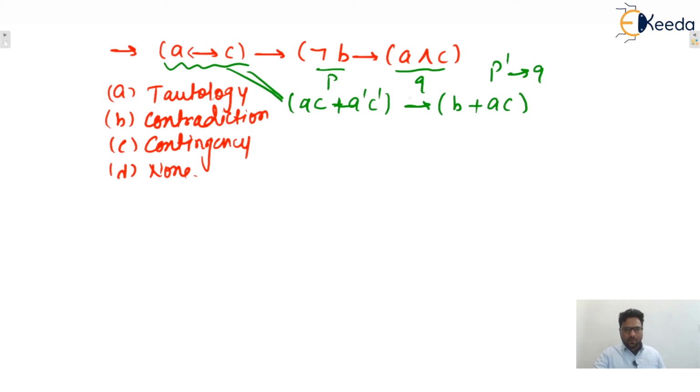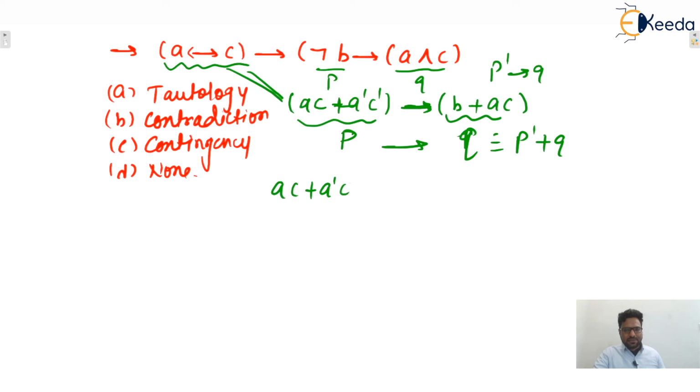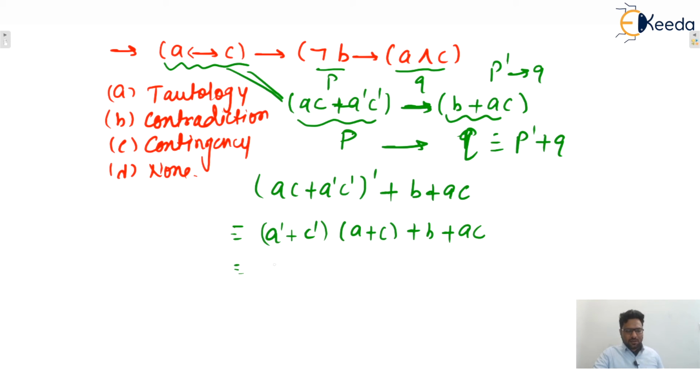Yes or no? Now this one is P and this one is Q, then P implies Q is P dash plus Q. So we can write it like that: AC plus A dash C dash whole dash plus B plus AC. Now simplify this one. Apply De Morgan's. So it becomes A dash plus C dash dot A plus C plus B plus AC. Now let us simplify this one. A dash C plus AC dash plus B plus AC.